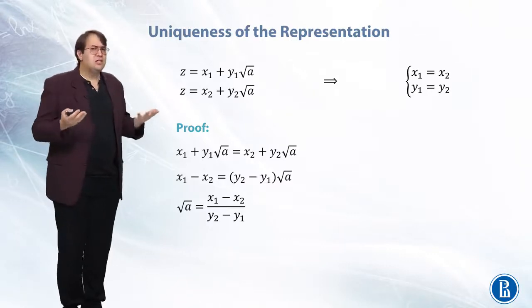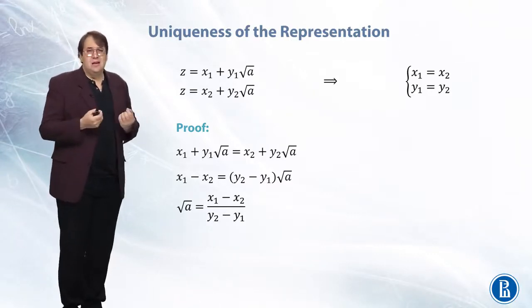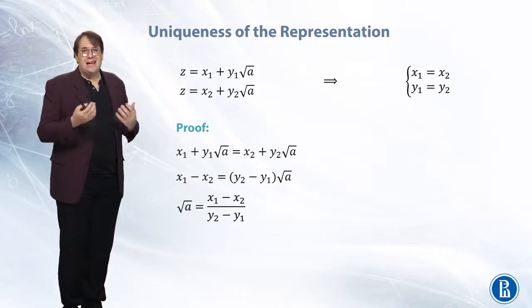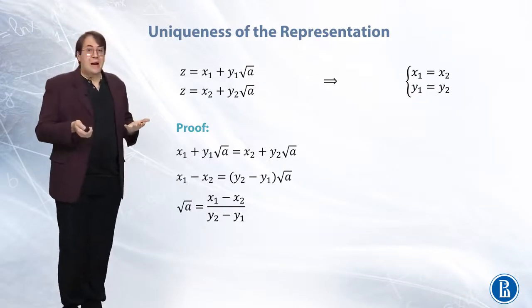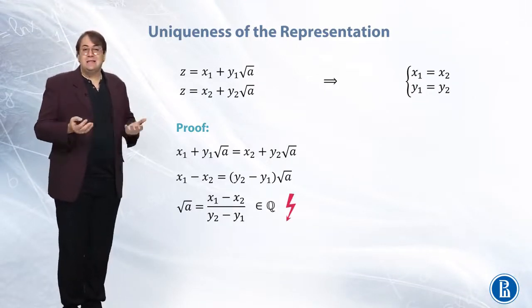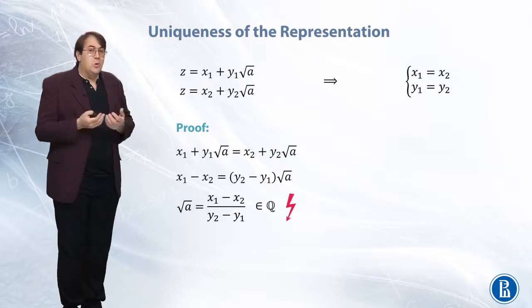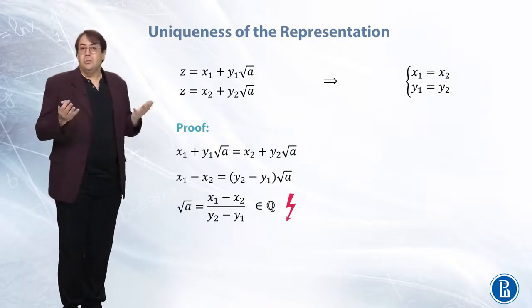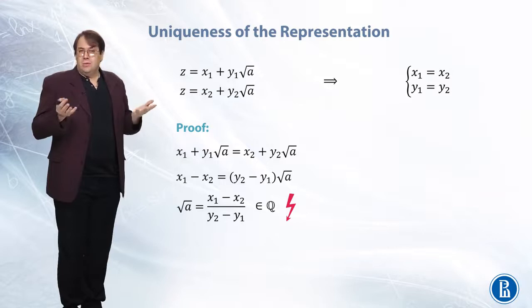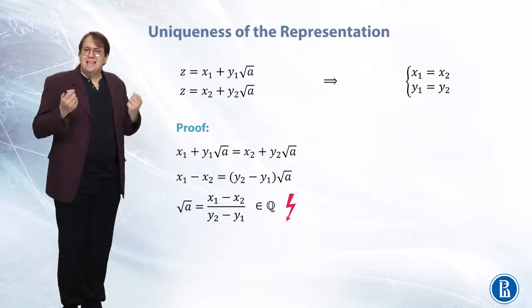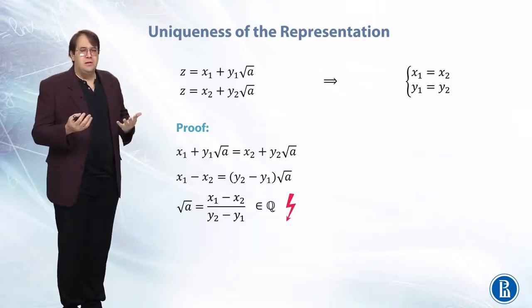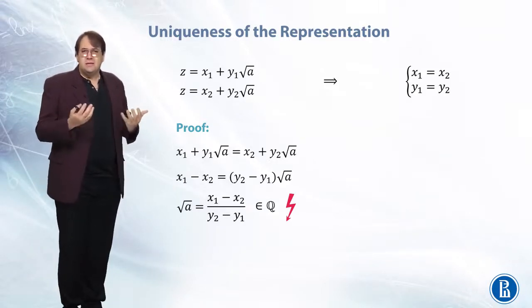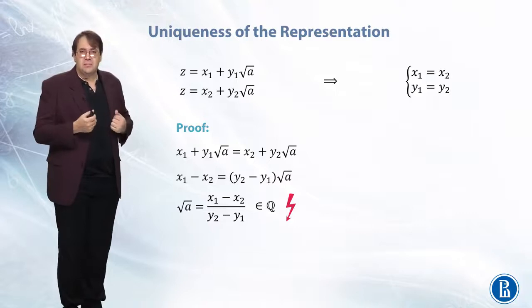Well, you understand that such a fraction, since x1, x2, y1, y2 are integers, is actually rational. But this leads us to a contradiction, because we know that the square root of a is not rational. What does this mean? Well, this means that something's wrong with our assumption. Well, where is this wrong assumption?